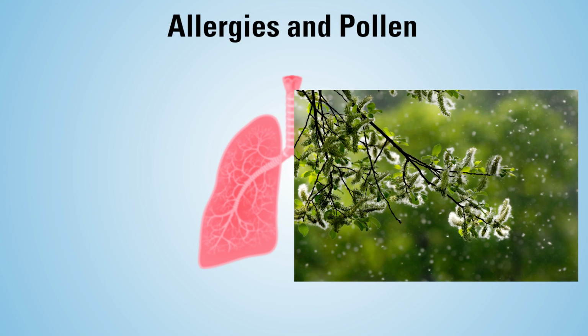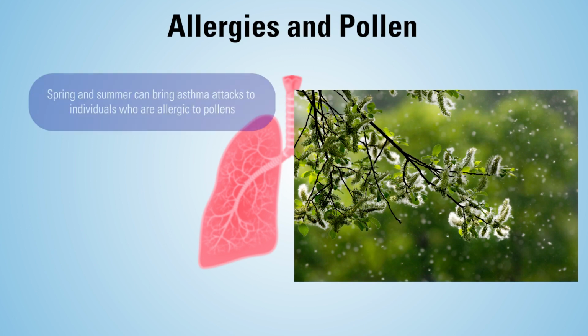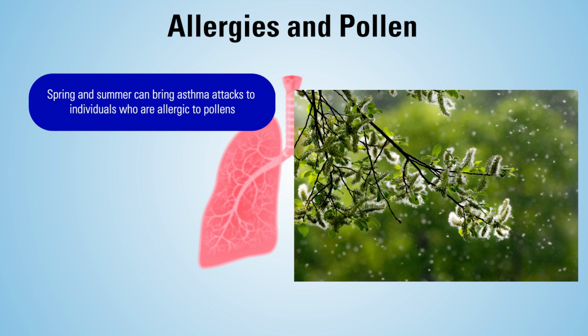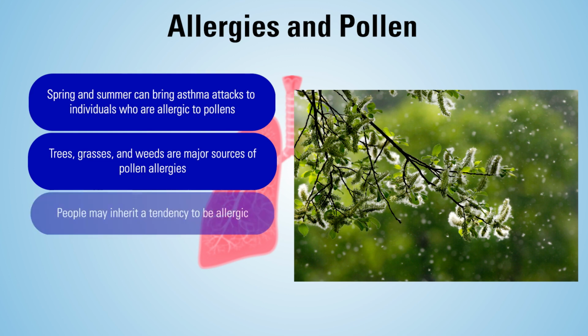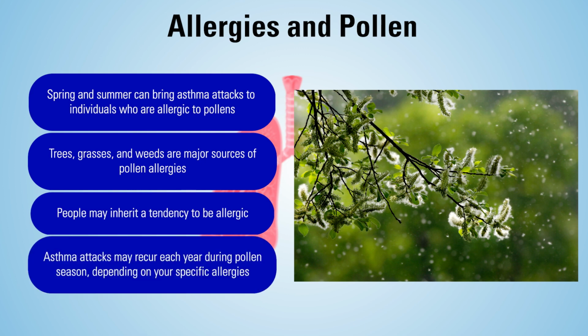Along with indoor allergic asthma triggers, there are also outdoor allergic triggers. Spring and summer can bring asthma attacks to individuals who are allergic to pollens. Trees, grasses, and weeds are major sources of pollen allergies. People may inherit a tendency to be allergic. Asthma attacks may recur each year during a pollen season, depending on your specific allergies.